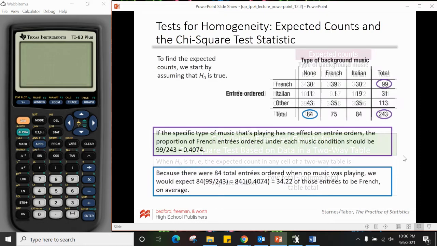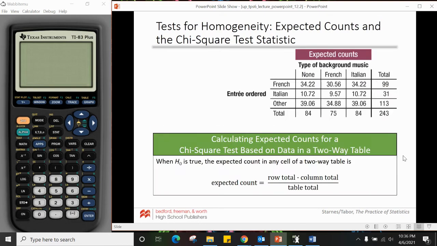So you could replace that whole situation, or you could do that over and over and over again to kind of fill in these expected counts. One way is this formula, which is pretty useful, I believe: the expected count equals the row total, so row total 99 times the column total 84 divided by the total 243, and that would go in here.